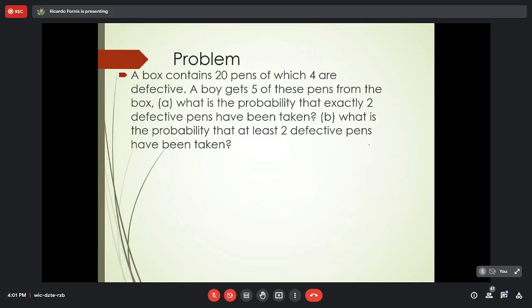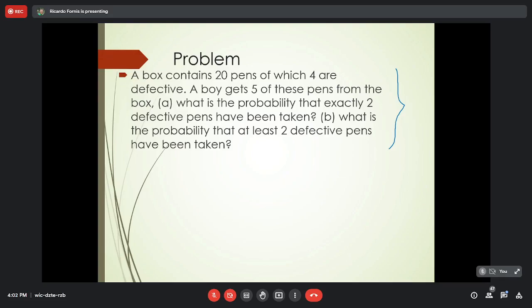Okay, how about this problem? This is a common problem sa board examination. A box contains 20 pens, of which 4 are defective. A boy gets 5 of these pens from the box. What is the probability that exactly two are defective pens? What is the probability that at least 2 defective pens have been taken?